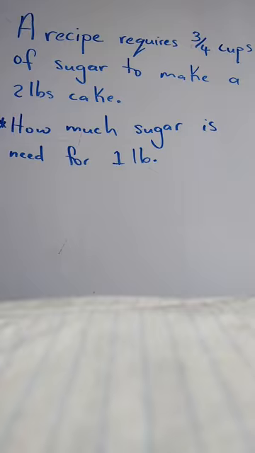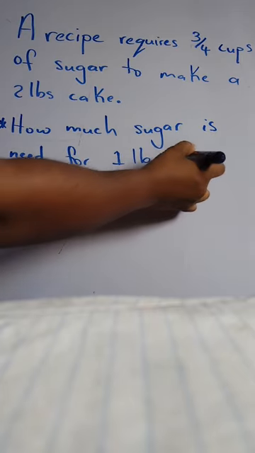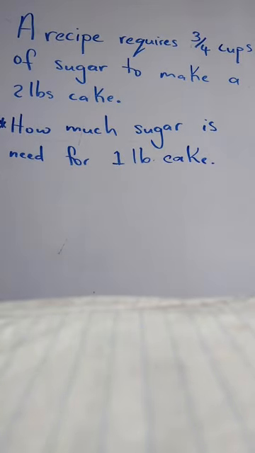Now, today we're deciding that we want to bake a cake, but we don't want a 2 pound cake. A 2 pound cake is too big for my small family. I want a 1 pound cake. So let's look at this. It says how much sugar is needed for a 1 pound cake. Let's add that word, cake. So we're creating a 1 pound cake.